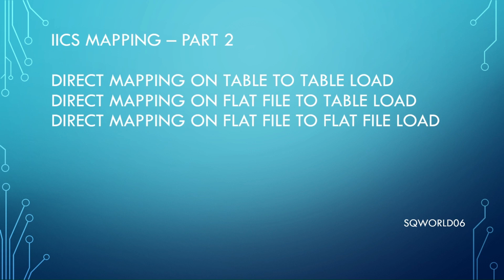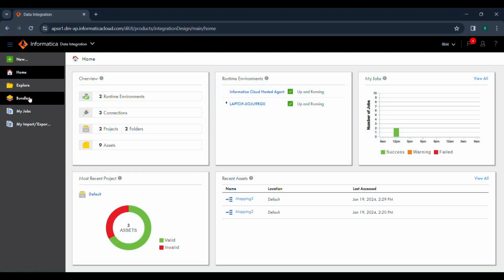Welcome to SQ106. In the IICS tutorial part 1, we saw the table to table load and did the mapping. Today we are going to see the flat file to table load. Okay, so now we'll start how we can do it. Now we can create the flat file to table load.